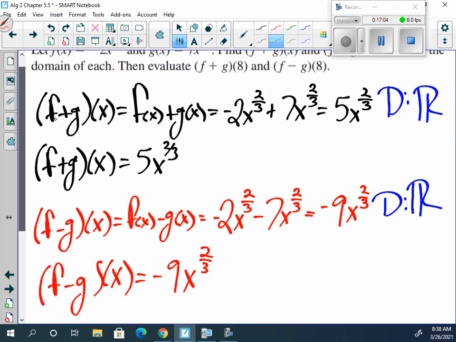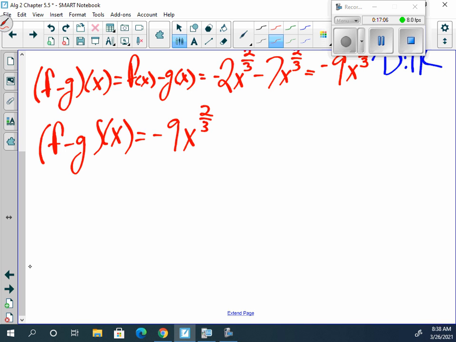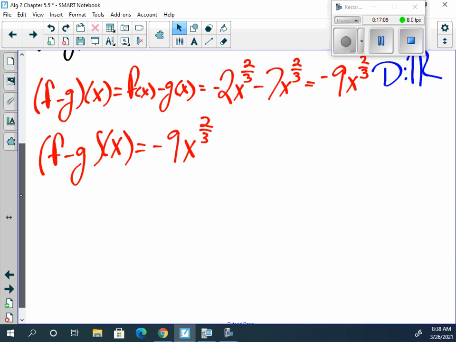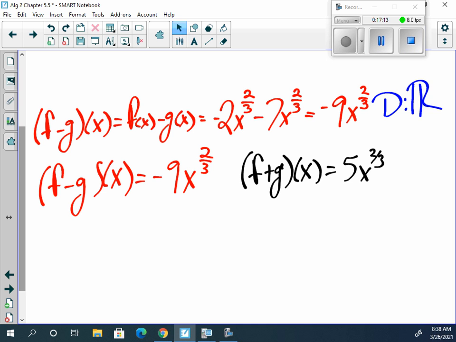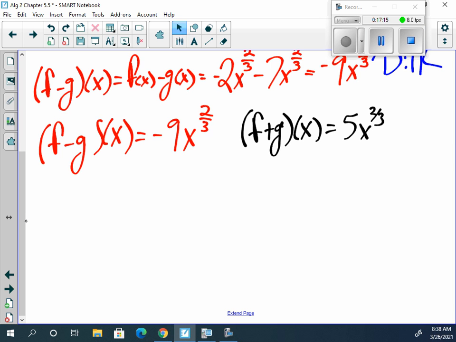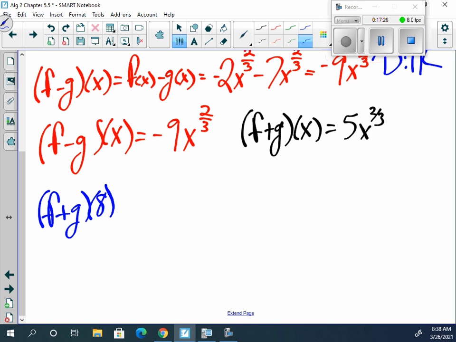What was our number? 8. So now we're going to move this down here so we have both of them on the same screen. We just need to plug 8 into each one. So we can start off with f plus g of 8, which for us here, we're going to plug 8 in for x, which would give us 5 times 8 to the 2/3.